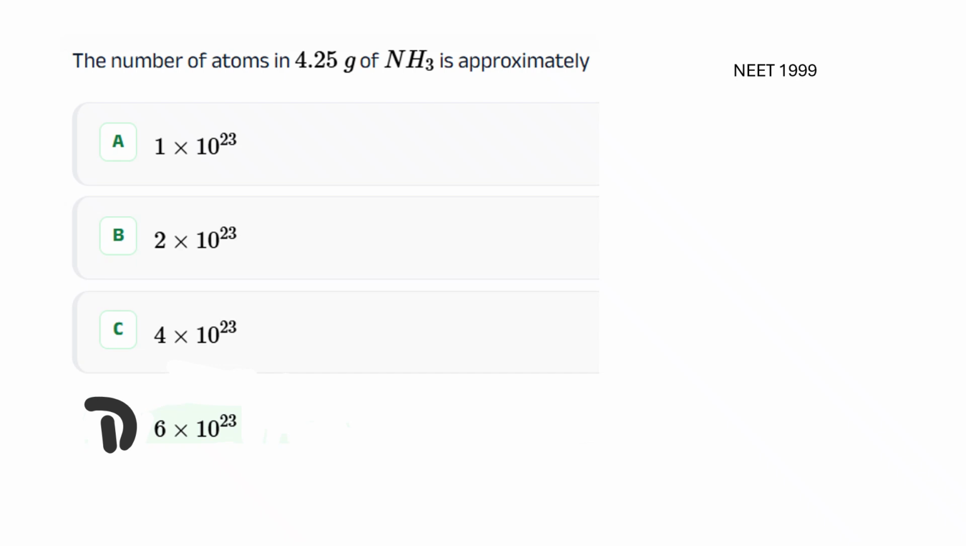We have already seen this type of problem many times in my previous videos. If you didn't watch that, you can watch. Let's discuss how to find the number of atoms. There is one formula: the number of atoms is equal to number of moles multiplied by Avogadro number multiplied by atomicity.